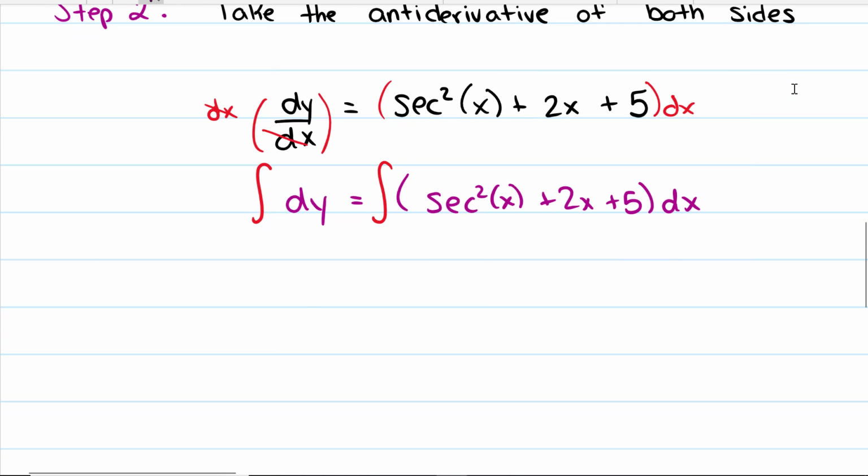And we get y, because the integral of just 1 dy is y, is equal to, and now we're integrating each of these with respect to x. So the integral of secant squared is tangent of x, plus the integral of 2x is going to be 2x squared divided by 2. So the 2's are going to cancel, and I'm going to get x squared. And the integral of 5 is 5x.